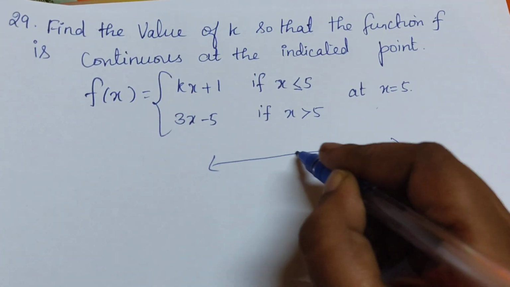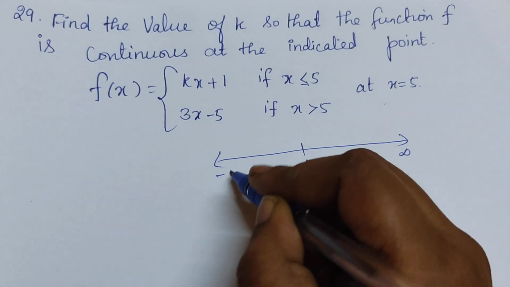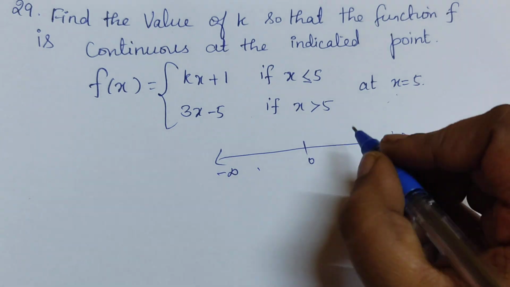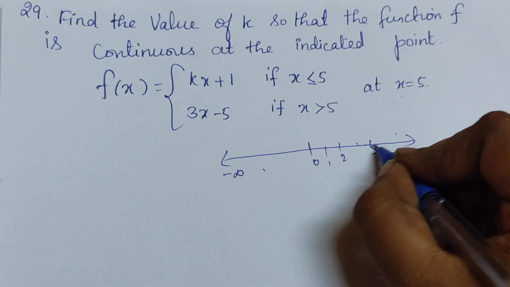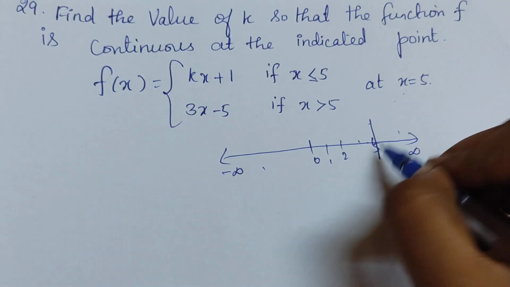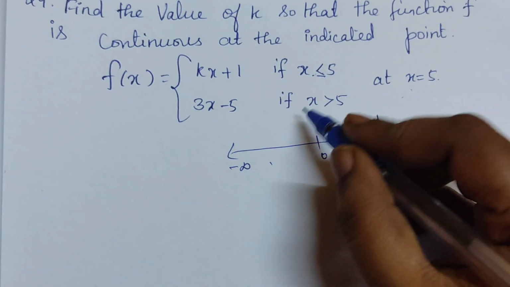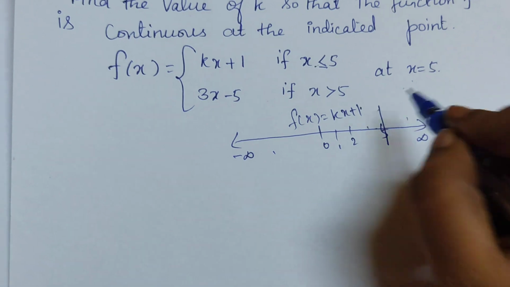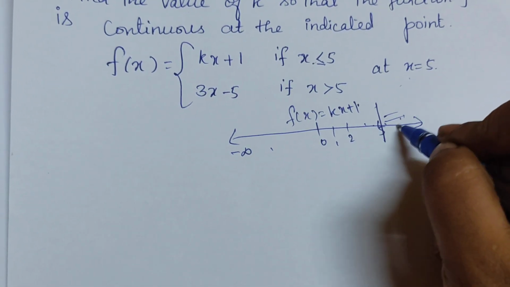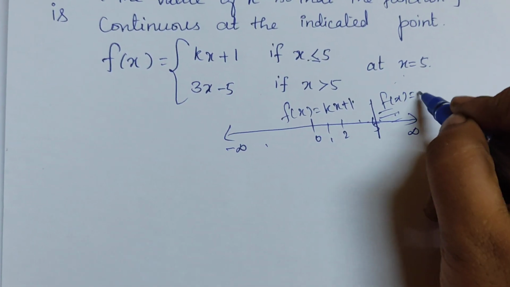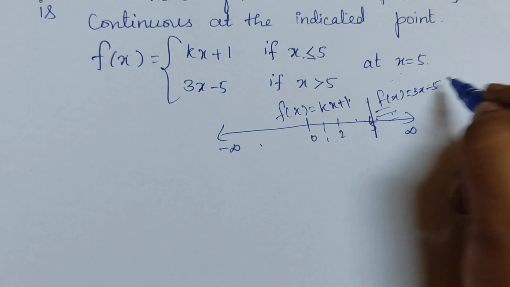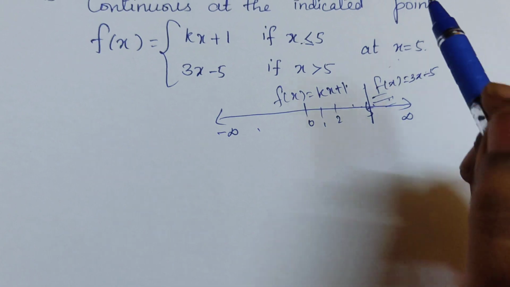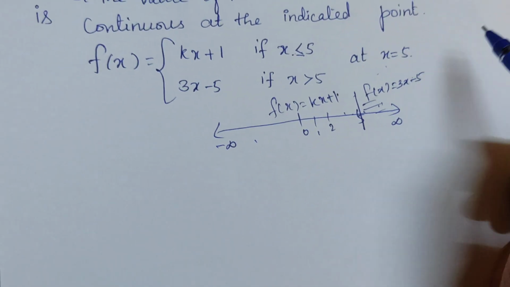The domain of the function is the entire real line, because for all x less than or equal to 5 we have f of x as kx plus 1, and for all x greater than 5 we have f of x as 3x minus 5. So we are assuming the function is continuous at the given point 5.